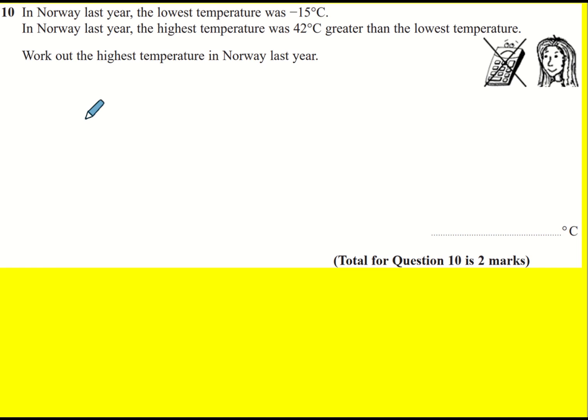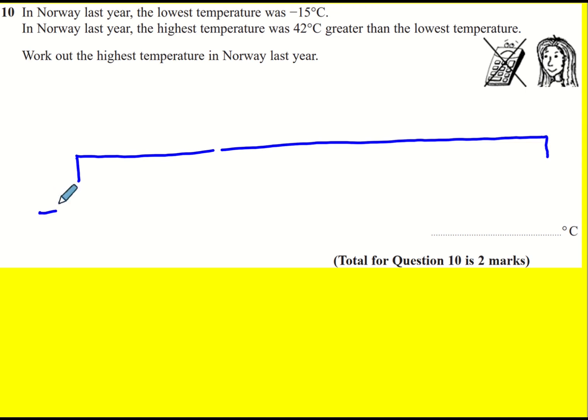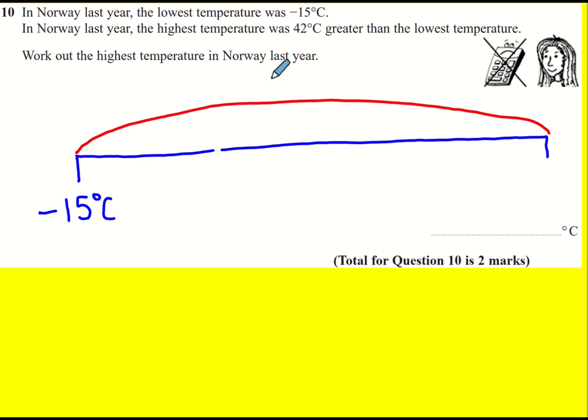But what we do know is that the lowest temperature was minus 15 degrees. So I'm just going to draw a scale. It doesn't have to be perfect. It doesn't have to be highly accurate. It's just to give you an idea. So if the lowest temperature was minus 15 degrees Celsius, what I know is that the highest temperature was 42 degrees above that, okay? So I'm adding on, essentially, 42 degrees to that minus 15. But we need to figure out where that actually gets us to on a number line.